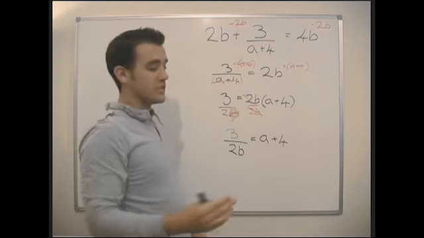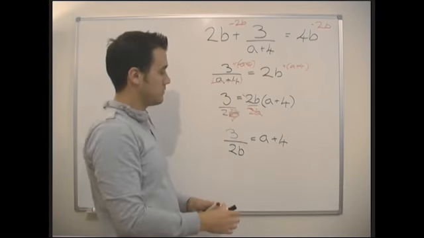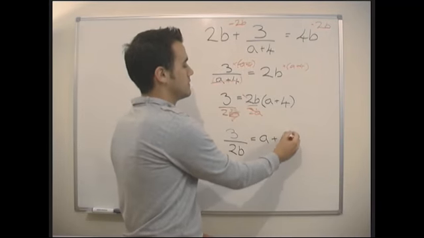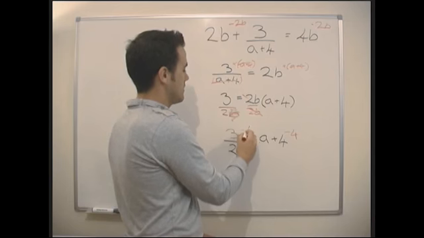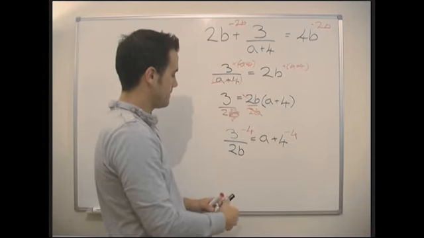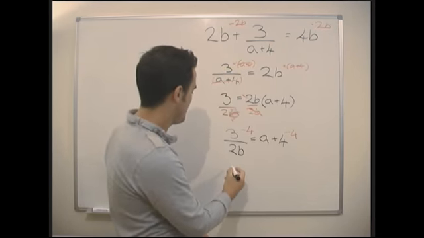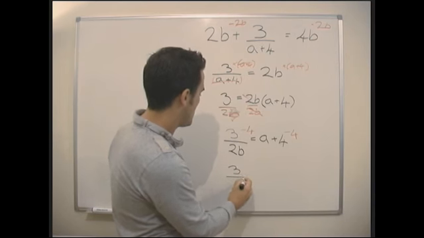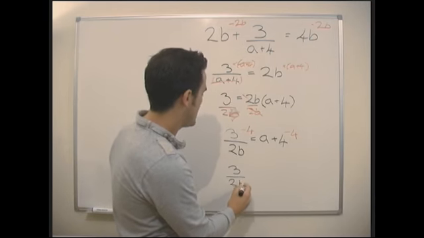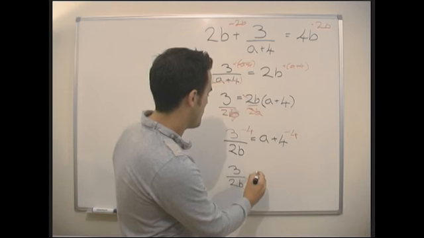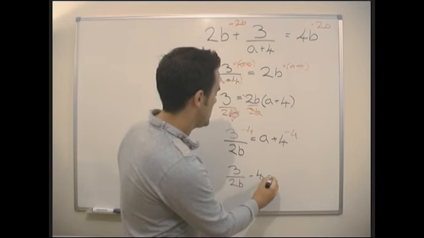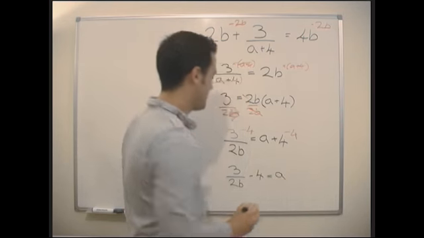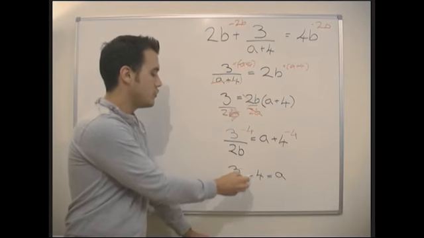So, one last thing to do. We've got a plus 4. We've got to take that 4 away, haven't we? So, let's take that 4 away from both sides. So we end up with 3 over 2b, take away 4, equals a. Remember, it's the 3 over 2b take away 4.